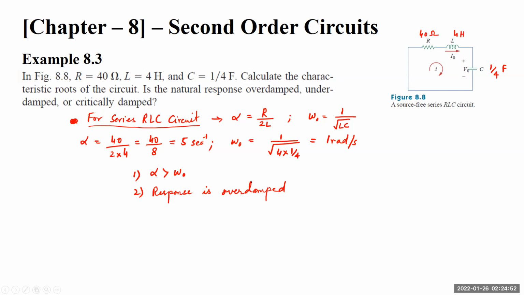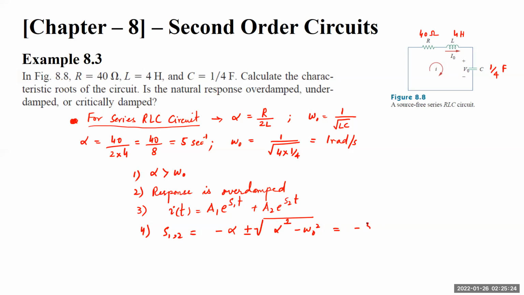Okay. For this, the response will look something like i of t equals A1 e raised to power s1 t plus A2 e raised to power s2 t. We have to find the values of s1 and s2. And remember, s1 and s2 are equal to minus alpha plus minus the square root of alpha squared minus omega naught squared. So it comes out to be minus 5 plus minus the square root of 25 minus 1, or minus 5 plus minus the square root of 24.